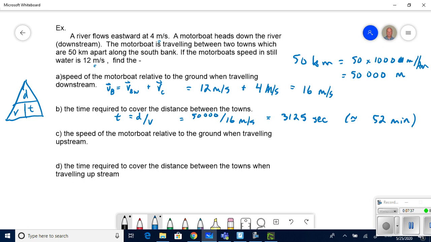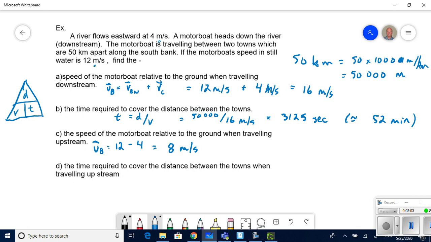Upstream is going opposite the current. So when I'm heading up the river, I'm going against the current. So this particular velocity is going to be when I subtract this amount, so that's 12 take away 4 in this case. So I'm going against the current, and my boat's going at a speed of 8 meters per second.